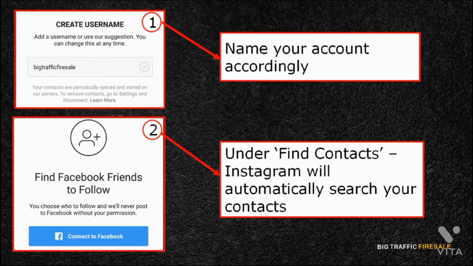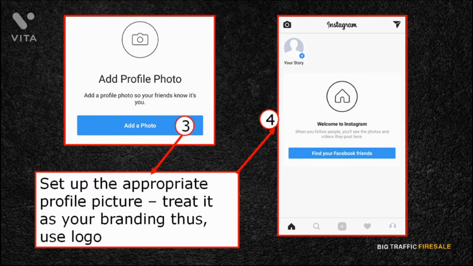Name your account accordingly and follow the sign-up instructions until you are prompted to find contacts. Instagram will automatically search through your contacts to find those who are using Instagram as well. This way, it'll be easier for you to follow them. Set up the appropriate profile picture for your account, and finally, you'll be welcome to your homepage. Remember to treat your profile picture as your branding, so use your logo for it.